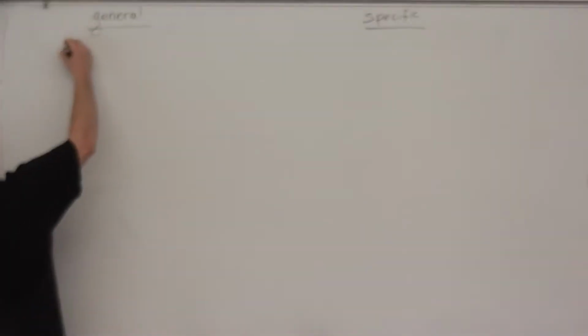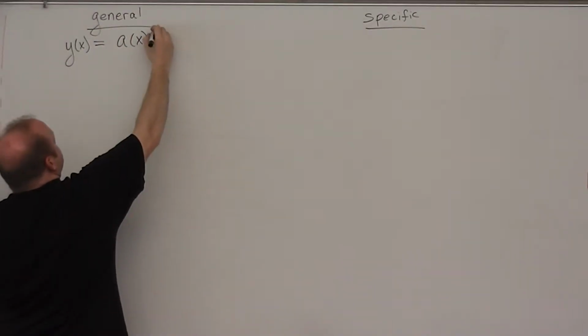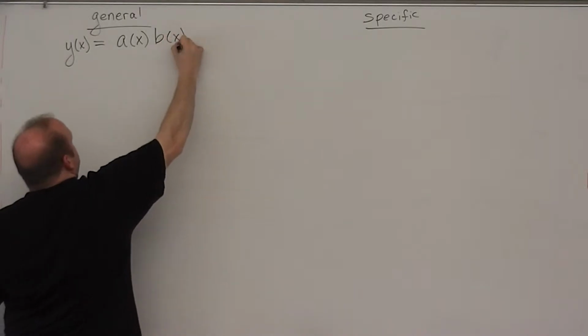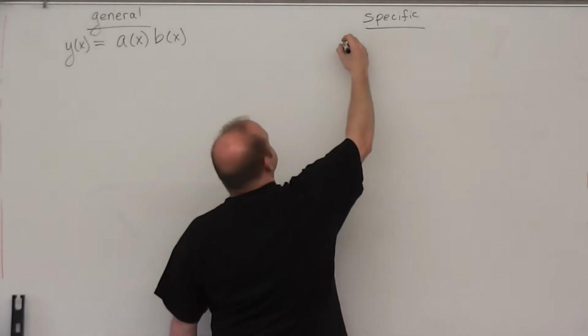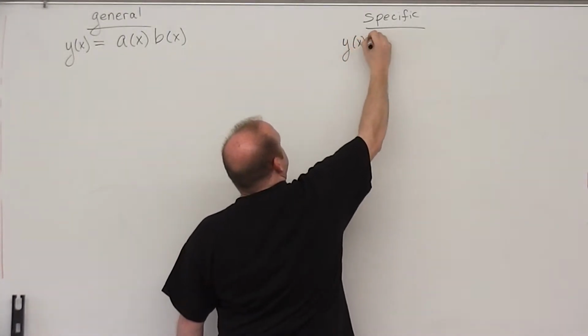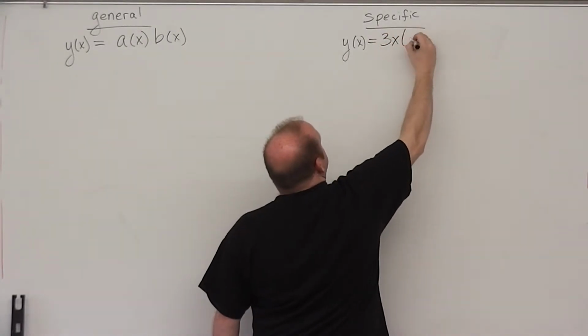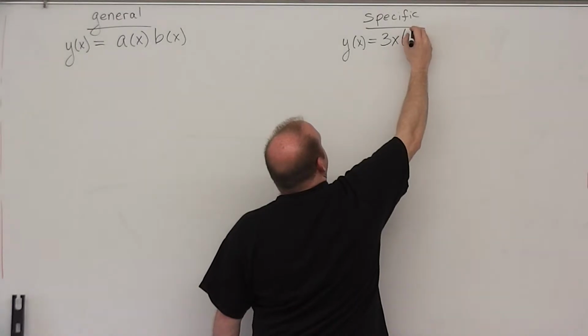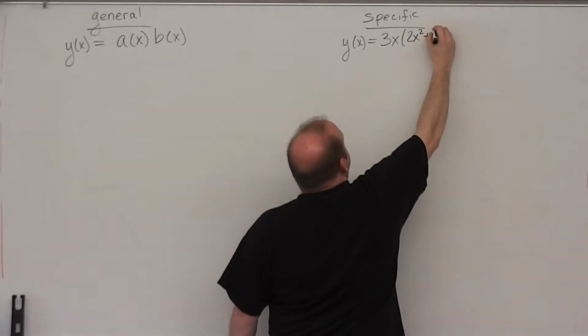So now, let's just say y of x is equal to a of x times b of x. Specific example, let's just say y of x is equal to 3x times 2x squared plus 3.